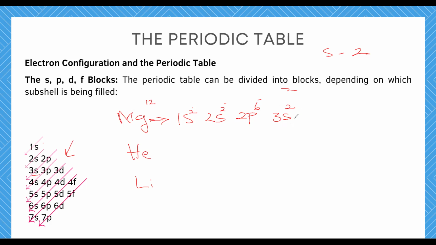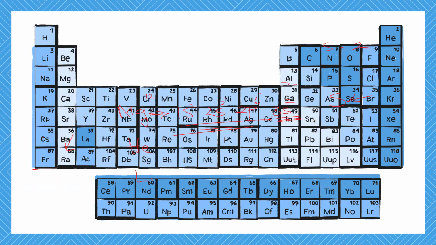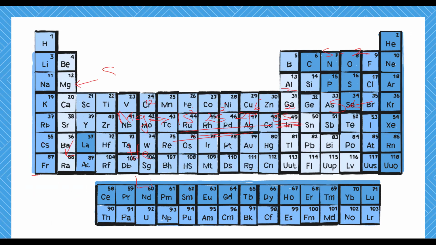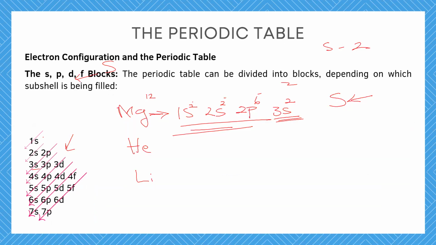Now you can notice that the last subshell that we took care of was the s subshell. So this confirms for me, just from the information given by the electronic configuration, that on the periodic table, magnesium will be located in the s block. And was that not what we noticed over here? Where is the location of magnesium? Look at it over here on the s block. Did you see that? Yes, sir. Good.